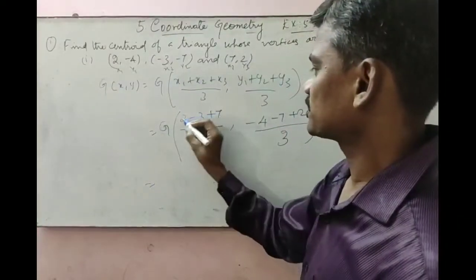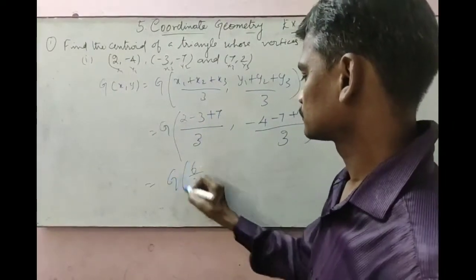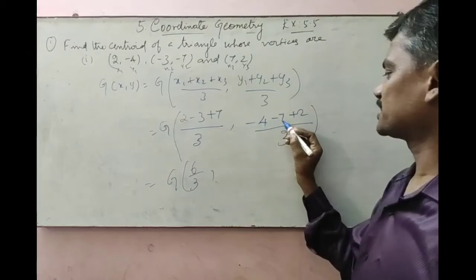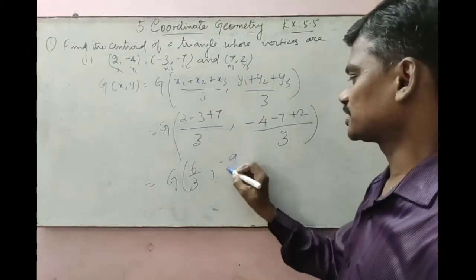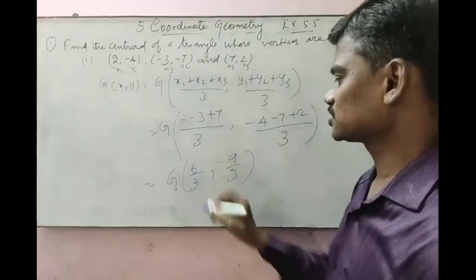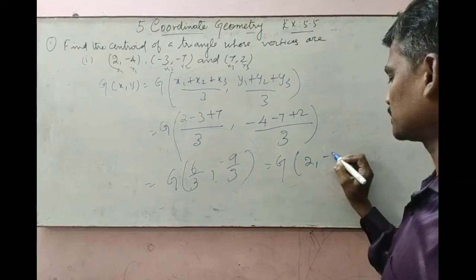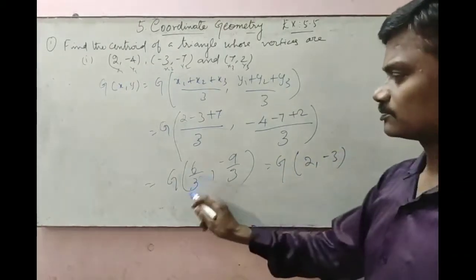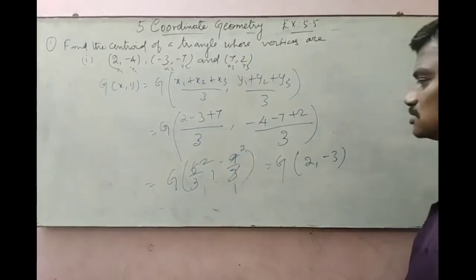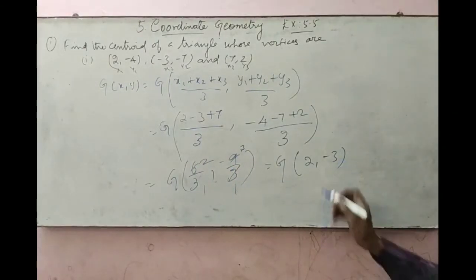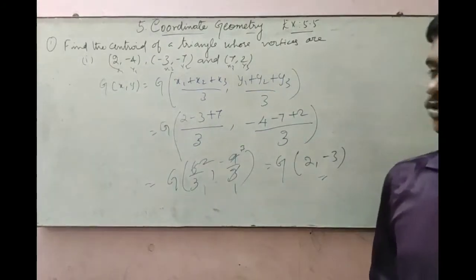Here 7 plus 2 is 9, 9 minus 3 gives 6, 6 by 3. Minus 4 minus 7 gives minus 11, minus 11 plus 2 gives minus 9 by 3. On cancelling you will get G of (2, minus 3). One time, here 2 times; 3 ones are 3, 3 threes are 9. So (2, minus 3) is the centroid. Like that, you do the second sum as homework.